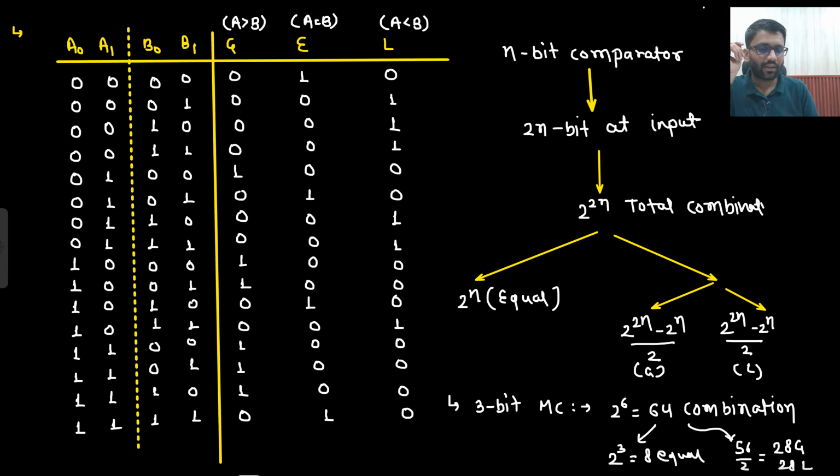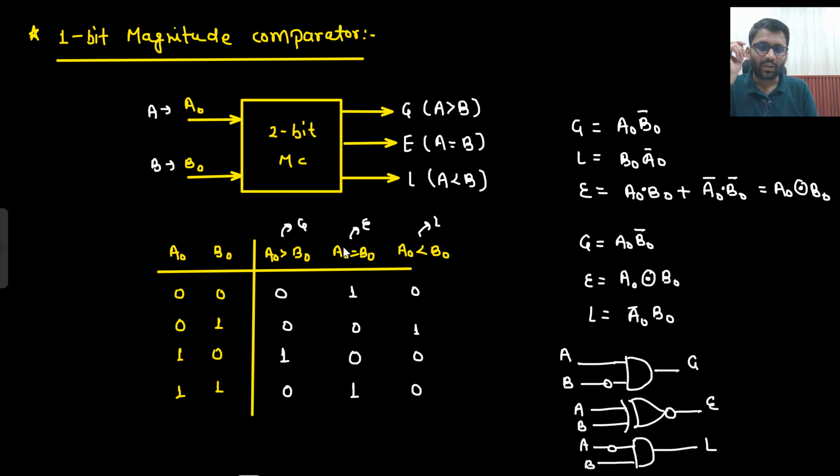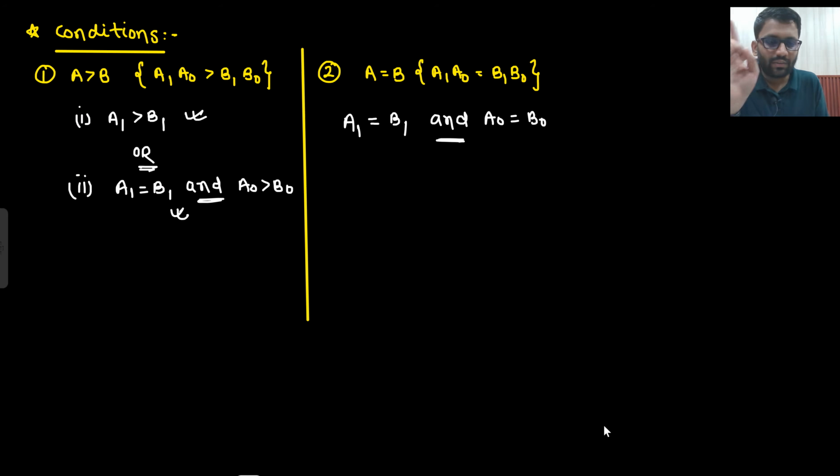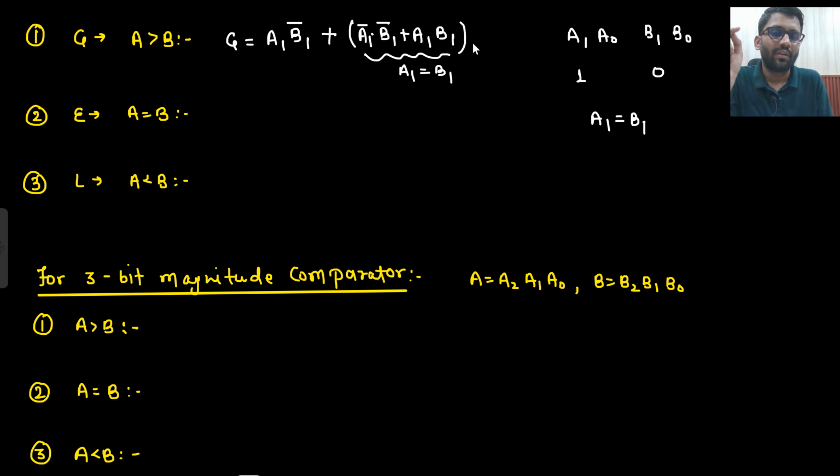Here also you can see a0 equals b0 was the XOR gate, and a1 equals b1 would also be the XOR gate. So this I have written as a1 equals b1. This is what I am writing: a1 greater than b1, or a1 equals b1 and a0 greater than b0. So a0 is 1 and b0 is 0. That would be the final answer. Let me explain it again.